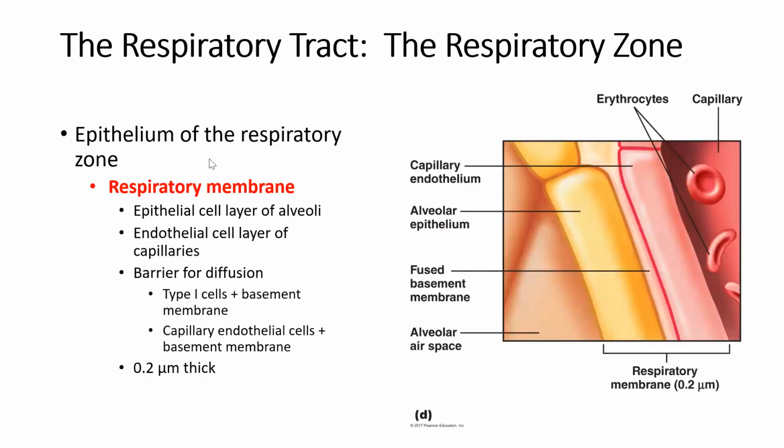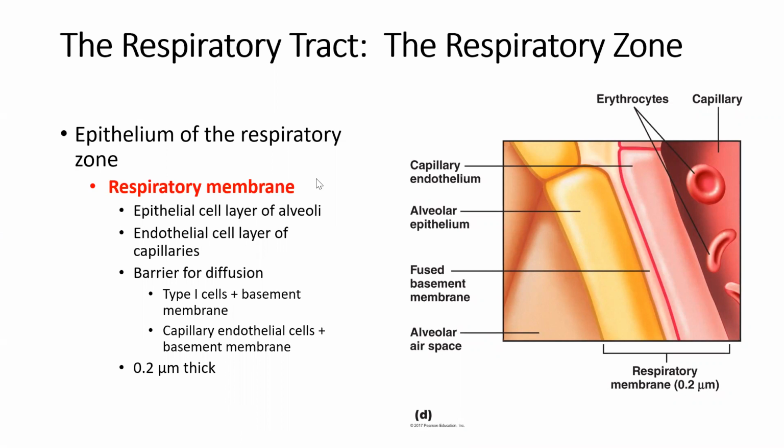Continuing on here, describing the epithelia of the respiratory zone, this is called the respiratory membrane. Just to clarify the terminology here, remember we had the respiratory tract, which was further divided into conducting zone and respiratory zone. Then within the respiratory zone, we have the respiratory membrane. So make sure you're keeping this terminology separate.